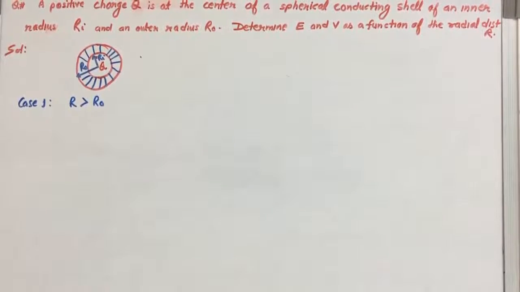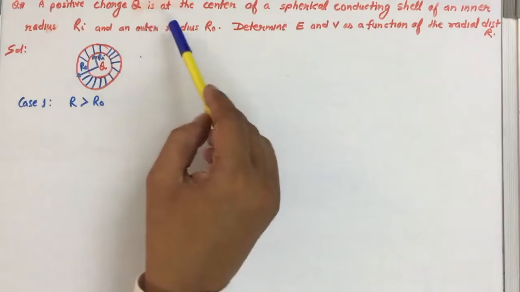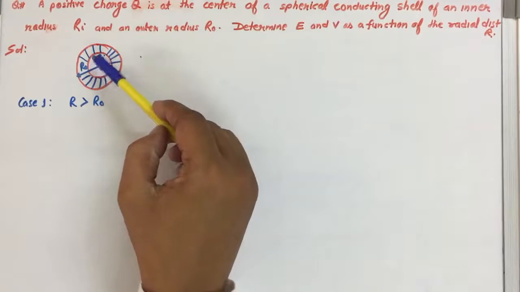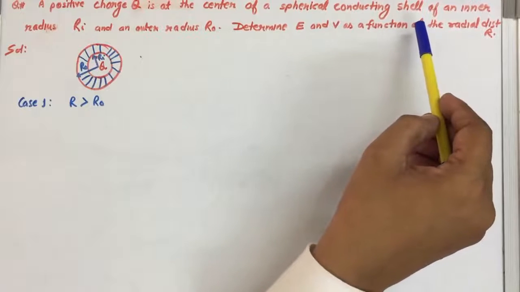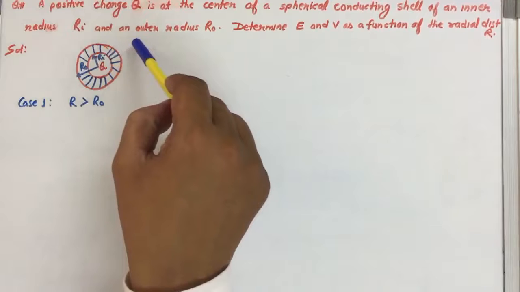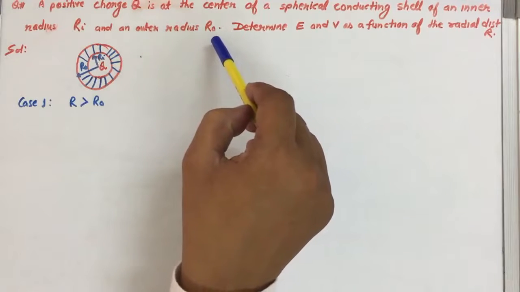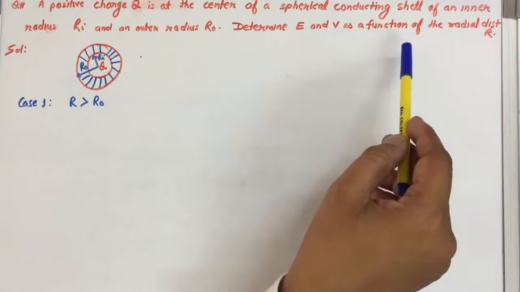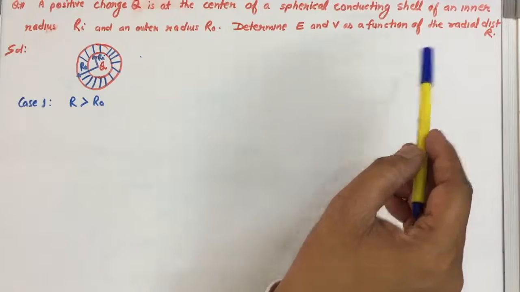Let us try to solve one example related to electric potential and electric field. So the example is, a positive charge Q is at the center of a spherical conducting shell. A positive charge Q is at the center of a spherical conducting shell of an inner radius r_i and an outer radius r_out. Determine E and V as a function of the radial distance r.